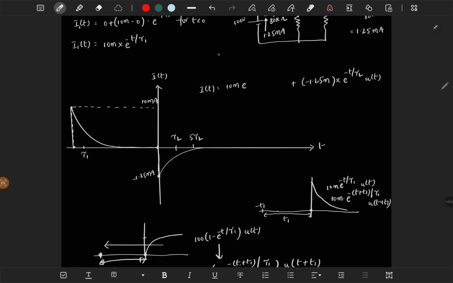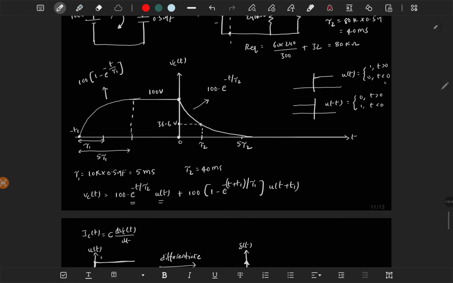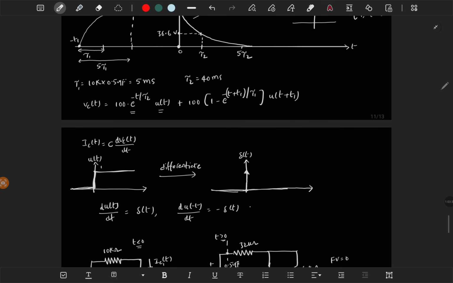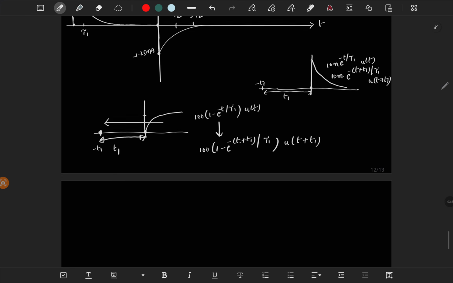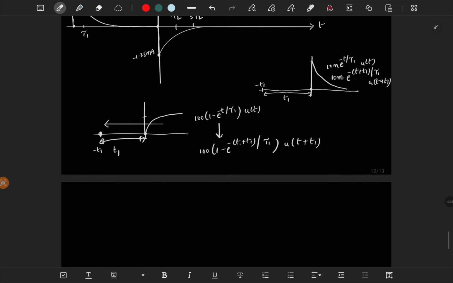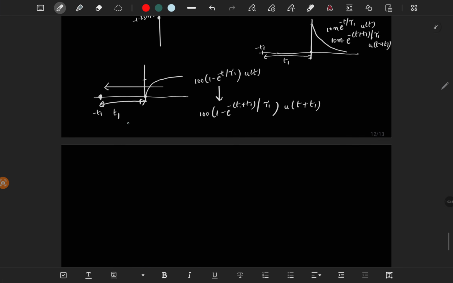This is not correct. This is minus t plus t1 by tau 1 u of t1 plus t, and t1 is a very high negative. Yes, this is the correct expression, I think. I'm sorry for that wrong expression here. This is more related to signals and systems, but I think you understand it.